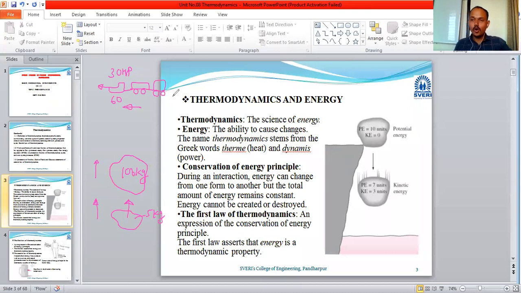Yes, sir. And on that basis, the law of conservation is defined or designed. And what is the law of conservation for the energy? Energy can neither be created nor be destroyed, but it can change from one form to another form.